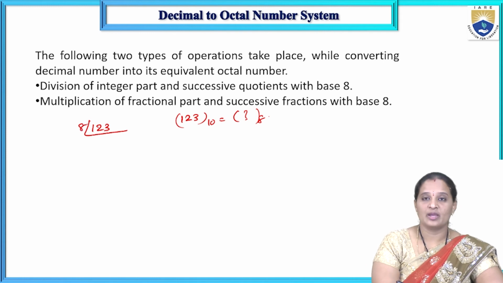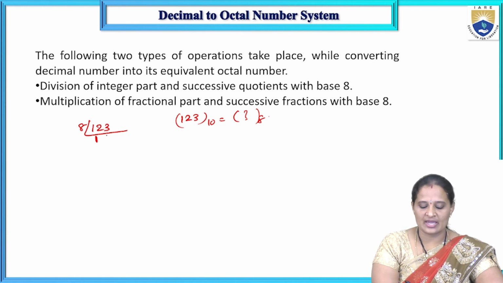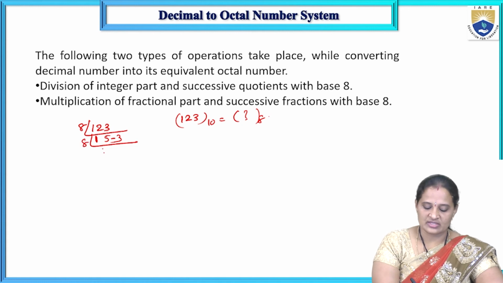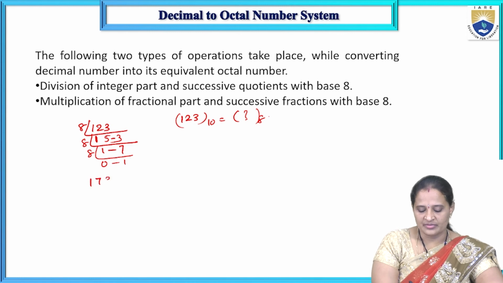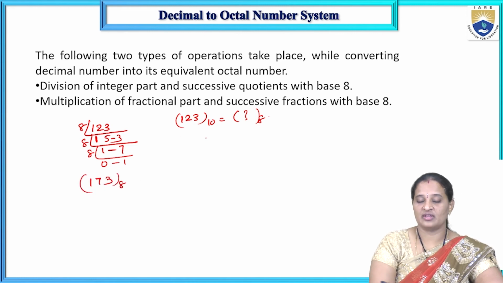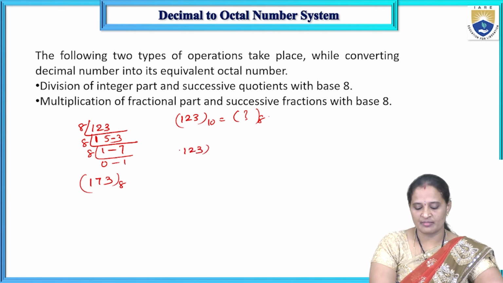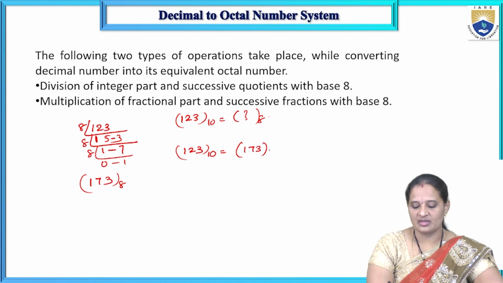So what we need to do? We need to perform the division operation by 8. So 8 ones are 8, and then 4 remains. 8 5s are 40, 3. Okay. Next, 8 ones are 8. So how much is the remaining thing? 15 minus 8 is 7. So can I divide this one? 0 and 1. So that is 173, the octal number for the given decimal number. So the decimal number 123 can be represented as 173 in octal.